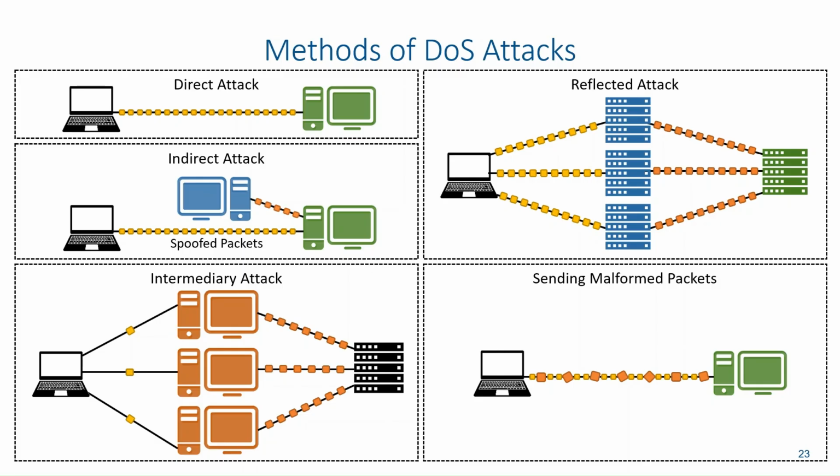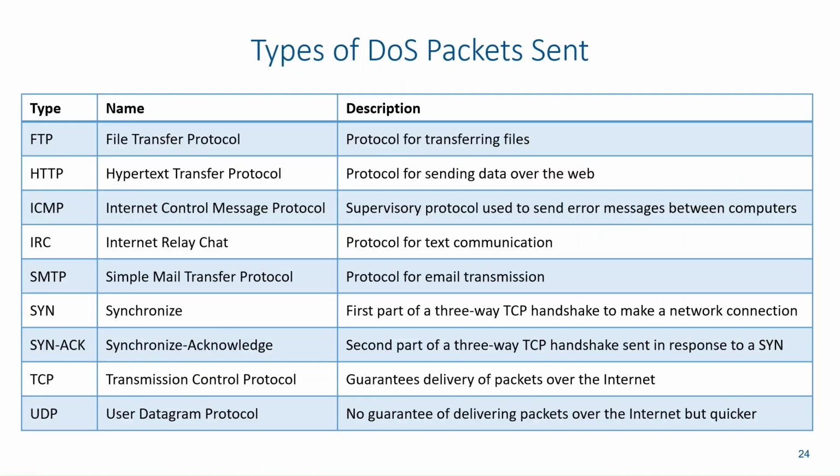So these servers have to withstand huge amounts of data coming into their network at one time in order to ensure that they stay up and running. There are various types of packets that can be sent to take down a device. So we have FTP, HTTP, ICMP, IRC, SMTP, SYN packets, SYN acknowledged packets, TCP, UDP. We've talked about most of these packets, and all of these can be used if they're sent over and over and over again to essentially bring down a victim.